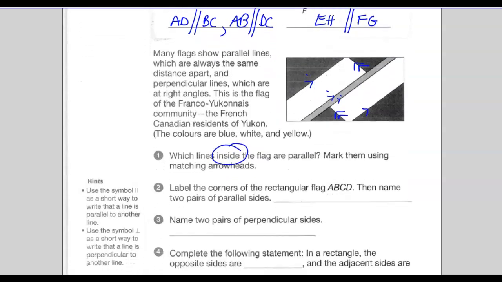It says label the corners of the rectangular flag A, B, C, D. So A, B, C, D. Typically you go around the outside. You wouldn't go A, B, C, D. Then name two pairs of parallel sides. So that would be AB parallel to DC, and then AD parallel to BC.